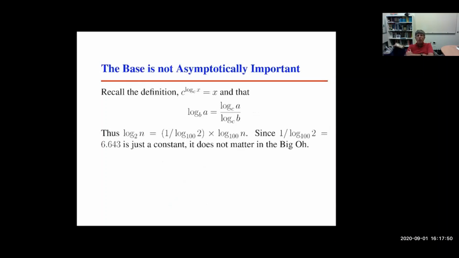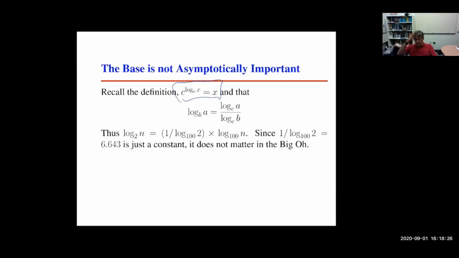Let me give you one, I think, final important property of logs, which is that the base of the log doesn't really matter very much. So, again, what is the definition of a logarithm? C to the log base c of x is equal to x. This is the definition that implies what a logarithm is.